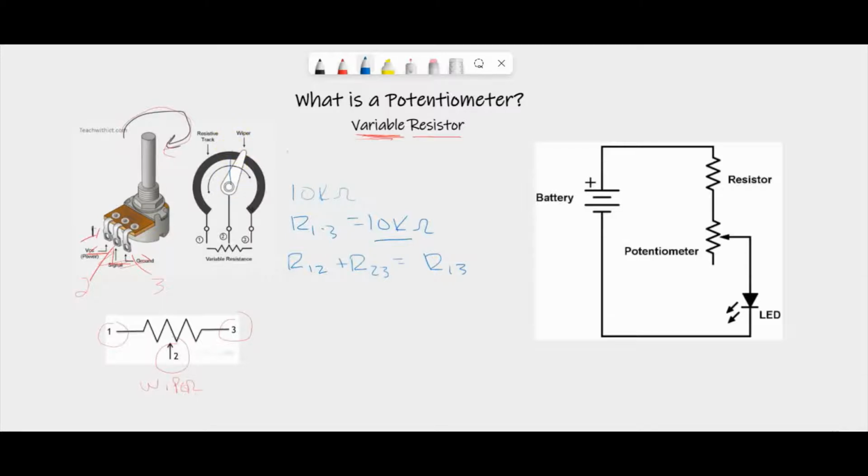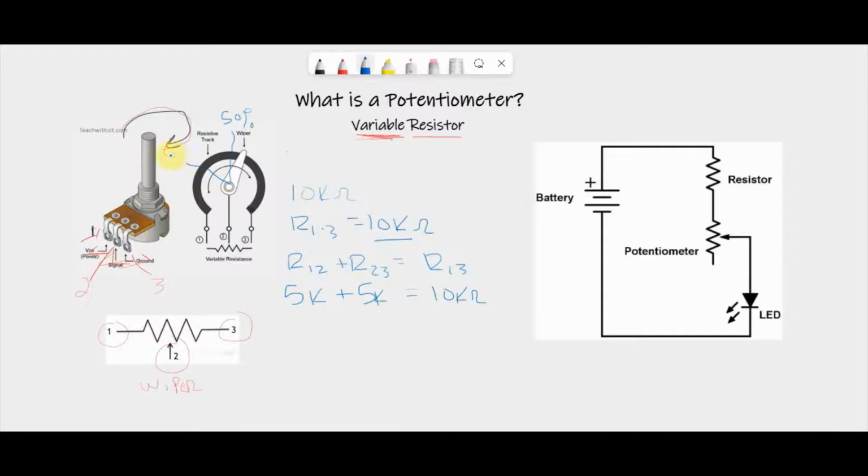So, for example, let's say we have this wiper set straight up at 50%. If it's set at 50%, then the resistance between 1 and 2 is going to be 5K. The resistance between 2 and 3 is going to be 5K, because we're taking 50% of the overall. And that's going to, of course, equal 10K, which is what we said needed to happen.